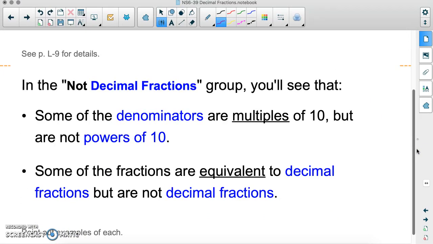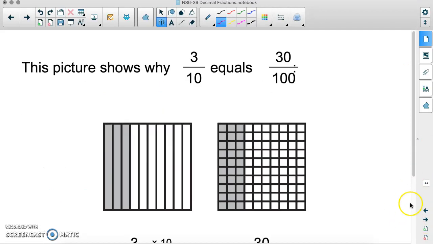So what this means is that some fractions such as 1/2 and 2/5 are equivalent to decimal fractions, but they're not decimal fractions because they're not powers of 10, meaning they don't have a denominator of 10, 100, 1,000, 10,000, etc. So we're going to review equivalent fractions in tenths and hundredths that our last lesson was on.